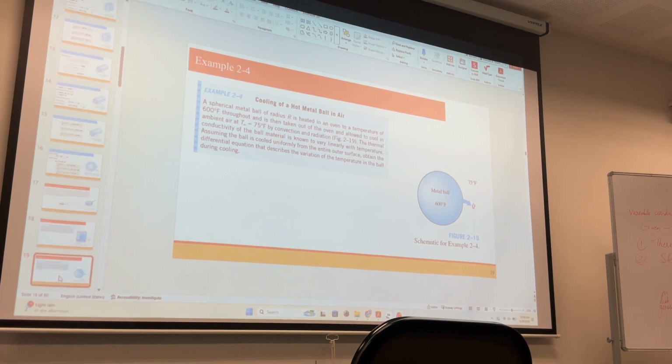Constant or varying? Varying, right? You see the third line, the thermal conductivity of the ball material is known to vary. Varying is changing. It's not constant. Vary linearly with temperature. Temperature is also not steady. It's varying. It's changing. Thermal conductivity is varying. Temperature is varying.